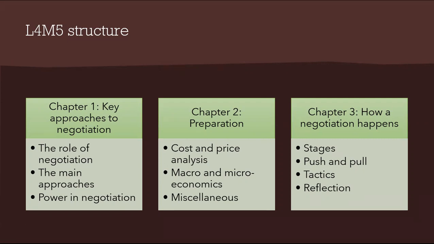The third chapter focuses on how a negotiation happens. The first topic will be the stages in negotiation, and the questions that can be used in negotiation. We also look at other techniques and tactics of negotiation, like push and pull techniques, hardball tactics, and other influencing techniques in negotiation. Finally, we have a small part of the book on reflection and lessons learned from a negotiation.